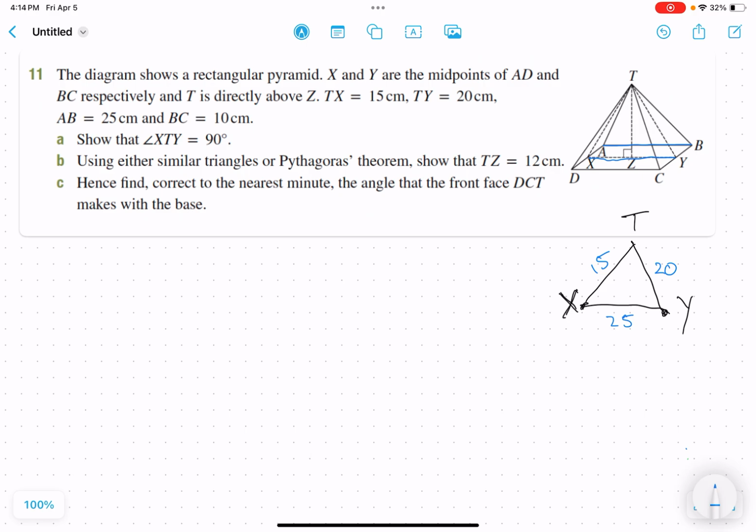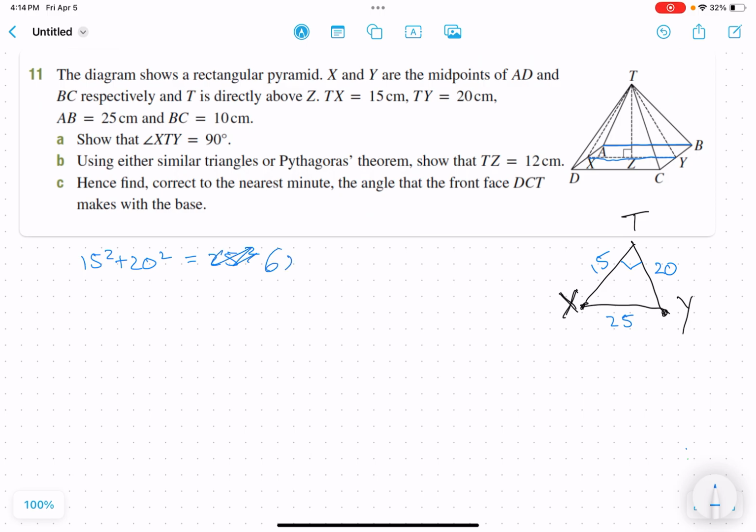It says show that XTY is 90 degrees. If it's 90 degrees, then of course Pythag has to work, so we'll just check that. What is 15 squared plus 20 squared, and what's 25 squared? Both of them are 625, so that's all good.